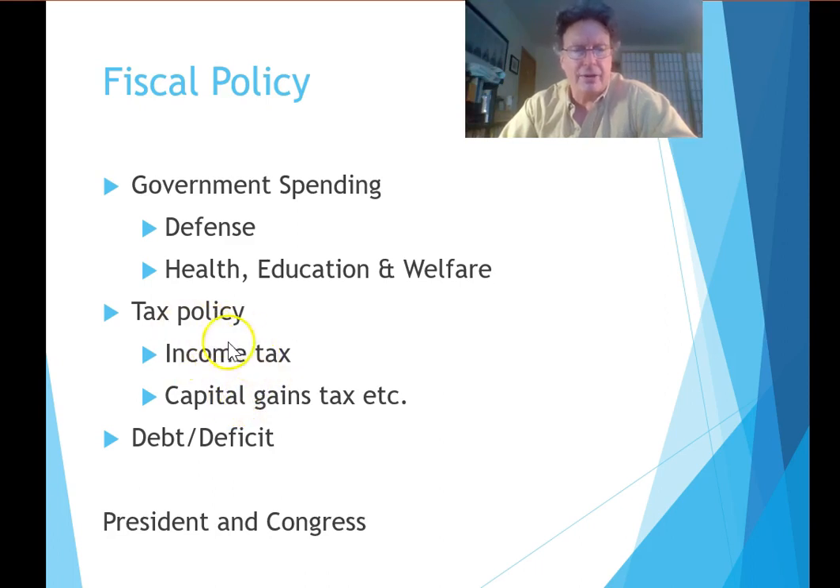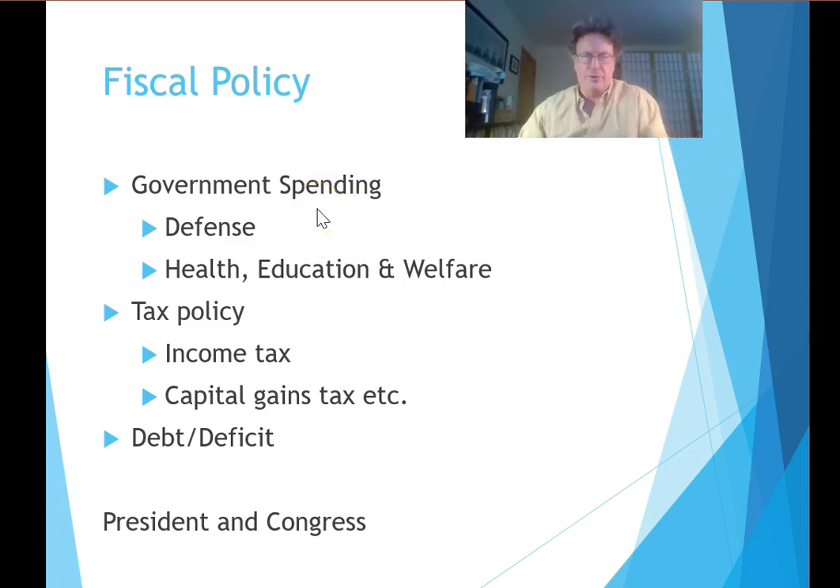So exactly how they do that, that's another question if we're talking about fiscal policy. What should the government do? Well, how much should they spend? What should they spend it on? How much taxes do they need to raise? How should they do it?